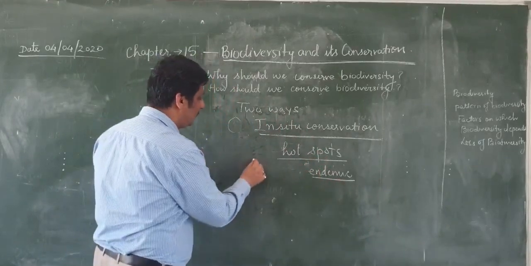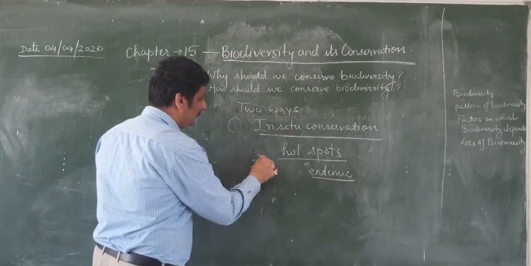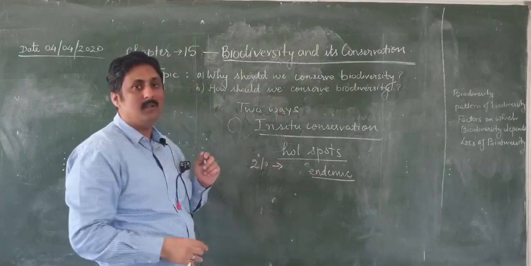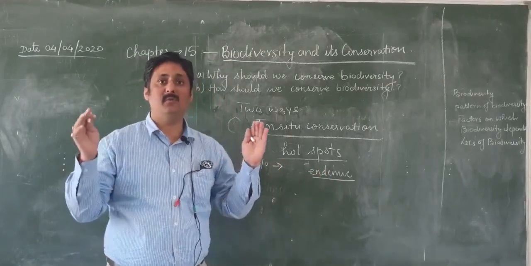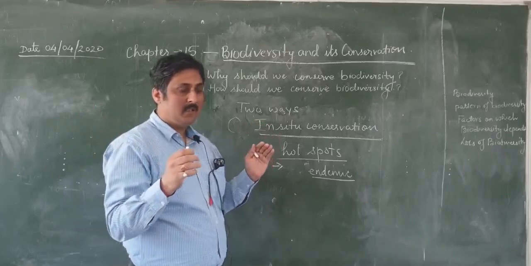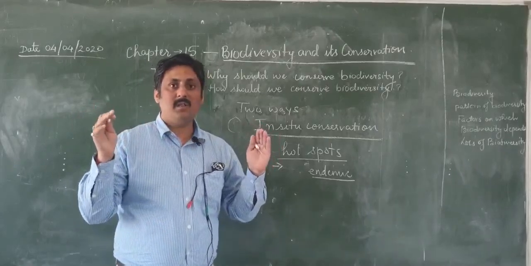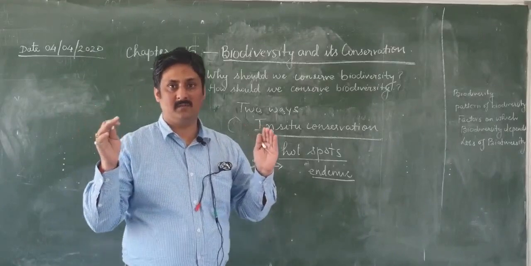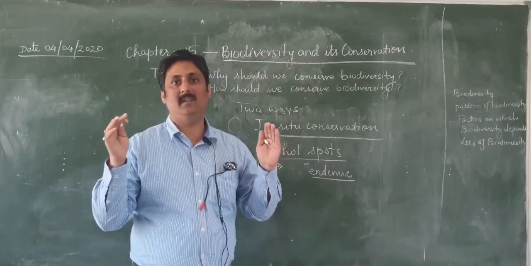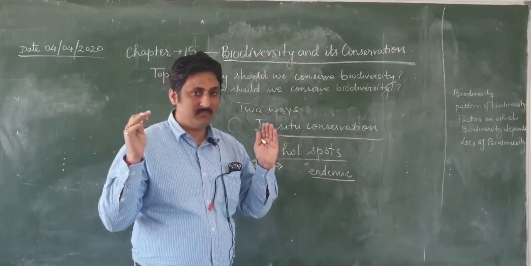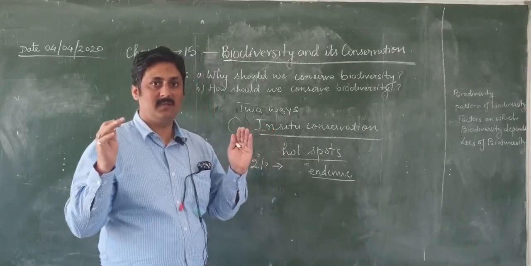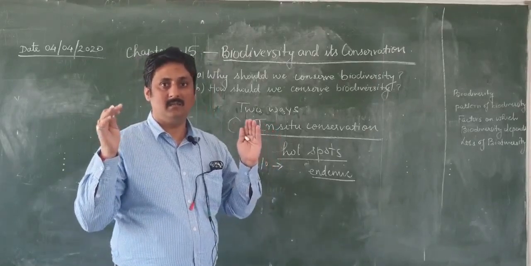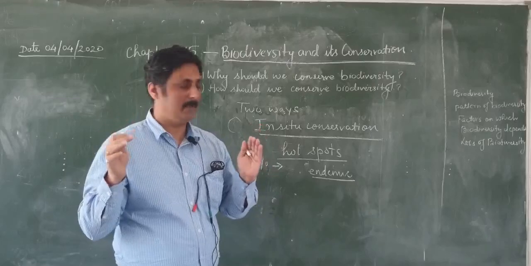2% of the entire world comes under hotspots. That is the most biodiverse area. There are 34 hotspots, mega biodiverse areas, in this world, and out of these 34 hotspots, 3 of them are present in our own country.